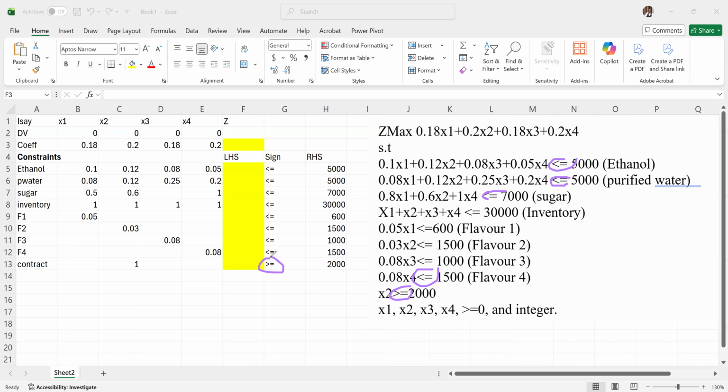Less than or equal to. Do you get it now? Can we proceed? Yes, please, Prof. But that's it. All right.